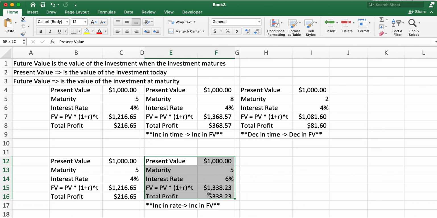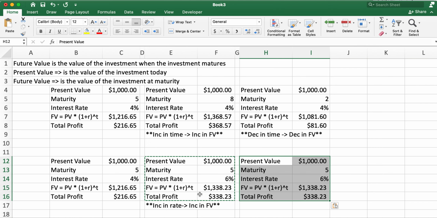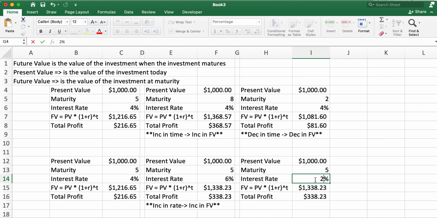Do this again. Let's grab this and decrease our rate. So as opposed to 4 or 6%, we're going to drop it to 2%. And we see a decline. So we're going to say a decrease in rate leads to a decrease in future value.